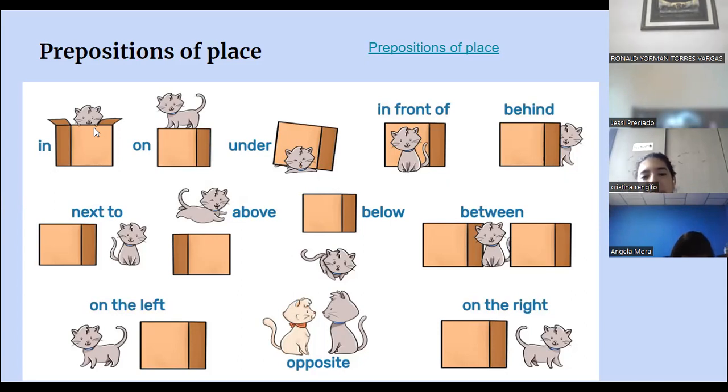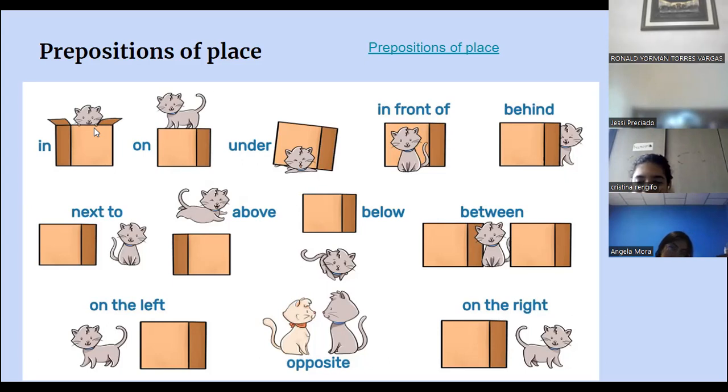Above is similar to on, but on is when something is like this. But above is like this. Está por encima. No realmente encima de, pero por encima. Pero no lo toca. Like the cat, it looks like it's flying above the box, right? Below, really not like under, no como que lo está aplastando, but below, por debajo de, okay?